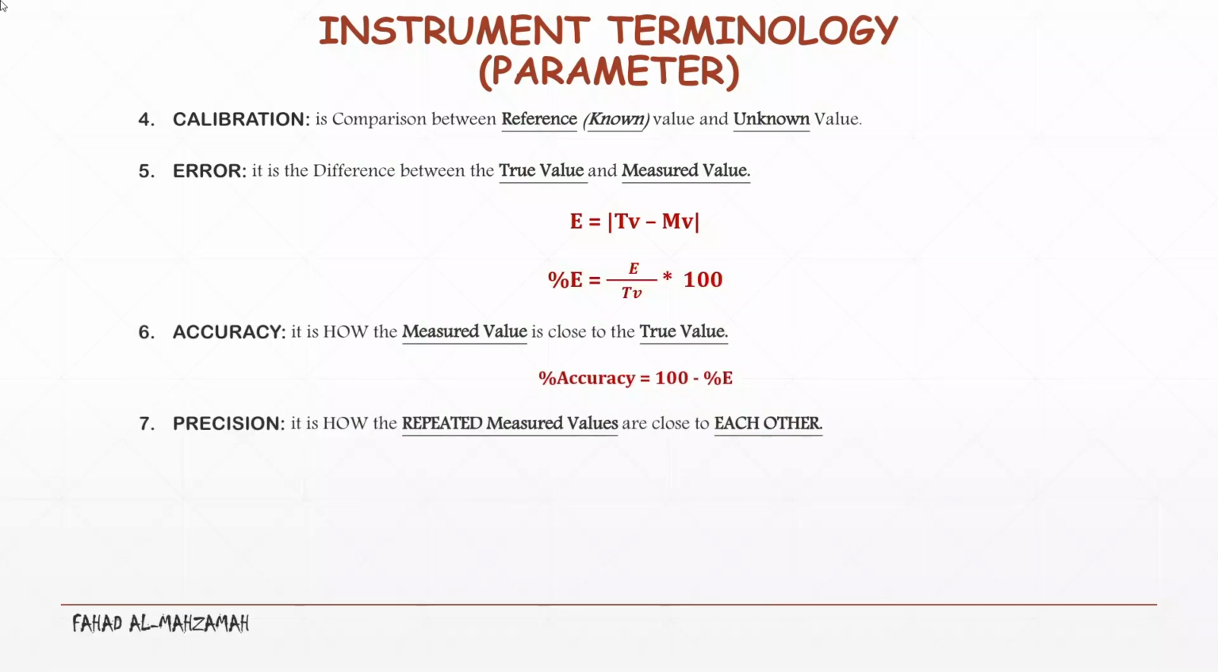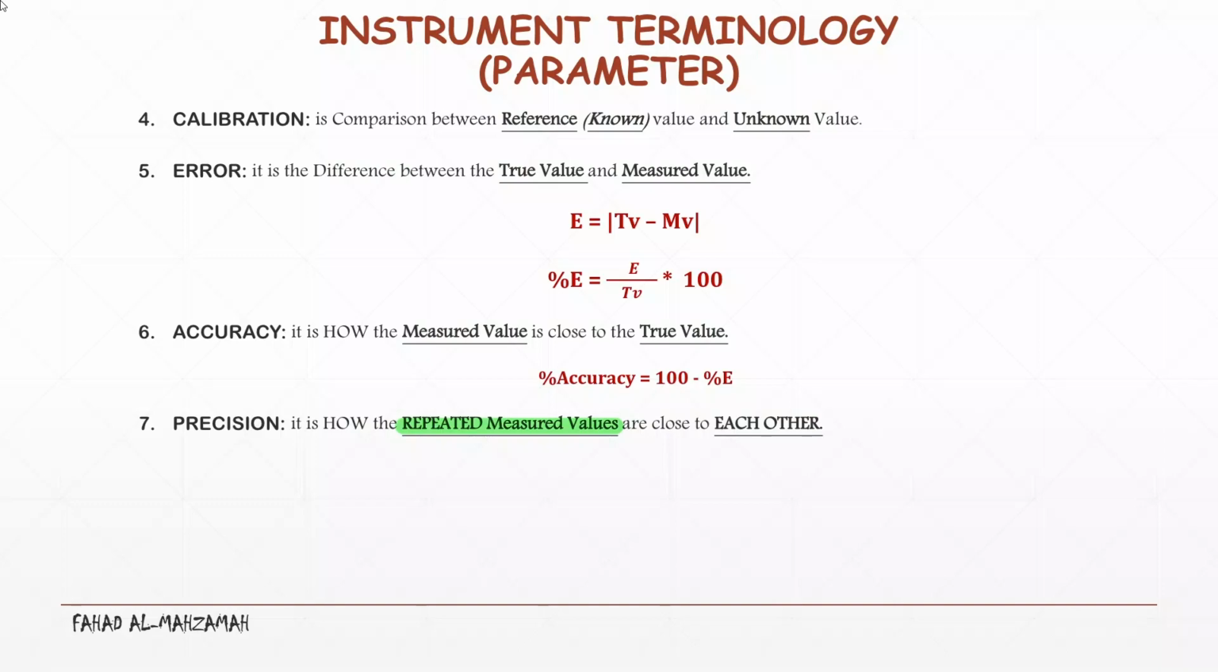Now, the next term is called the precision. Now look at the definition. Most of the students, most people, have confused or misunderstood these two terms. They mix between these two terms. Now let's see the definition of the precision. The precision is how close the repeated measured values are.